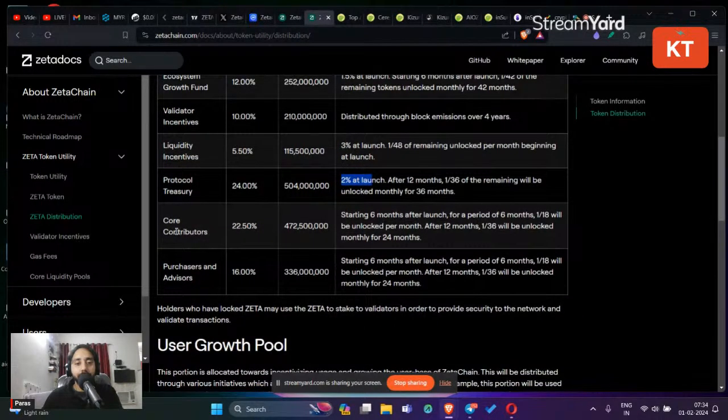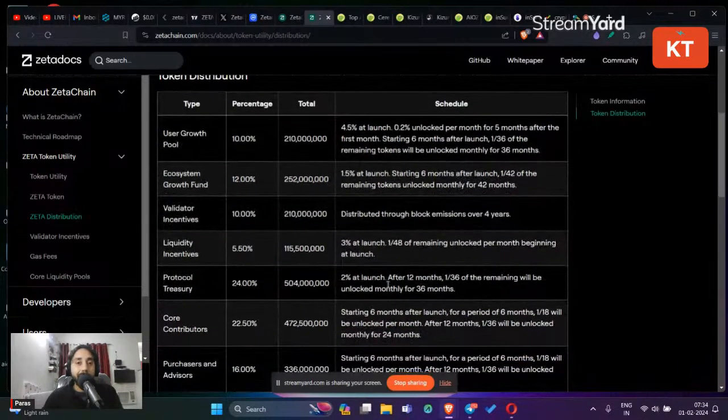And core contributors: starting 6 months after launch, for a period of 6 months, 1/18 will be unlocked per month. So again, the supply for core contributors is also low. I think core are the main validator nodes, maybe. Purchase and advisors are getting 16%, and only 6 months after launch, for a period of 6 months, 1/18 will be unlocked per month. After 12 months, 1/36 will be unlocked monthly for 24 months. So again, they have quite a tight supply.